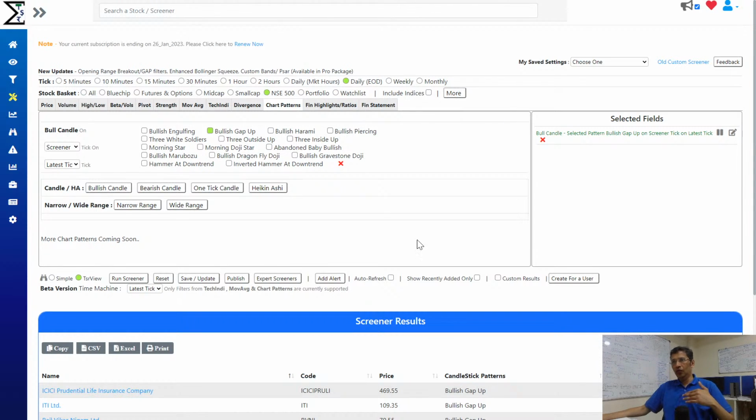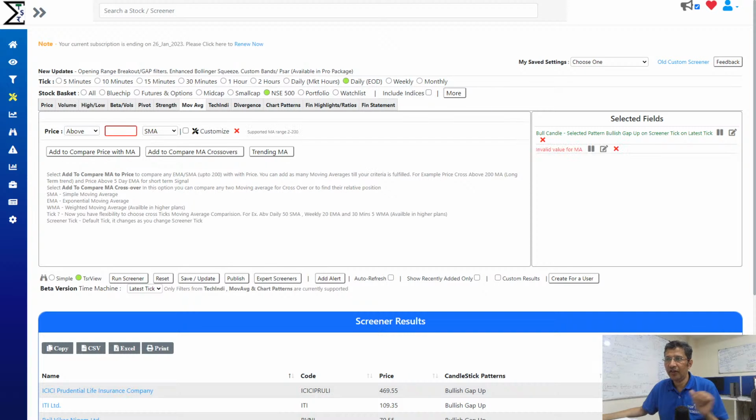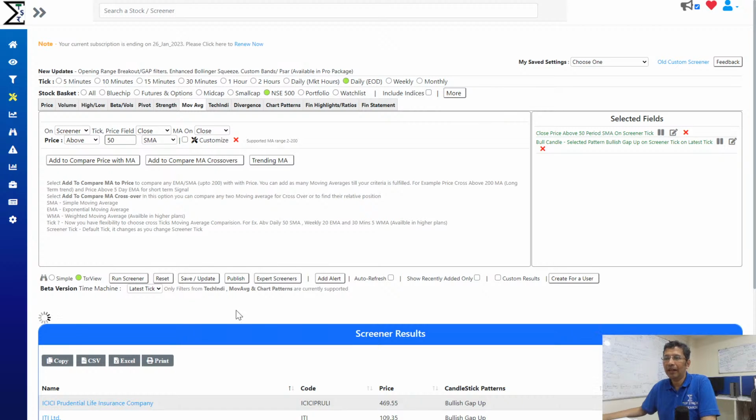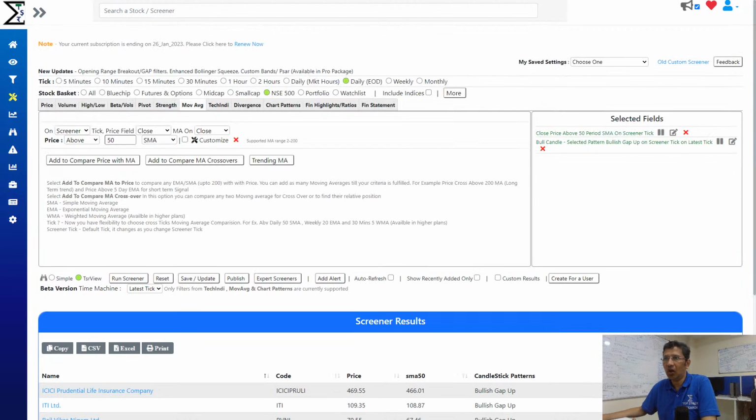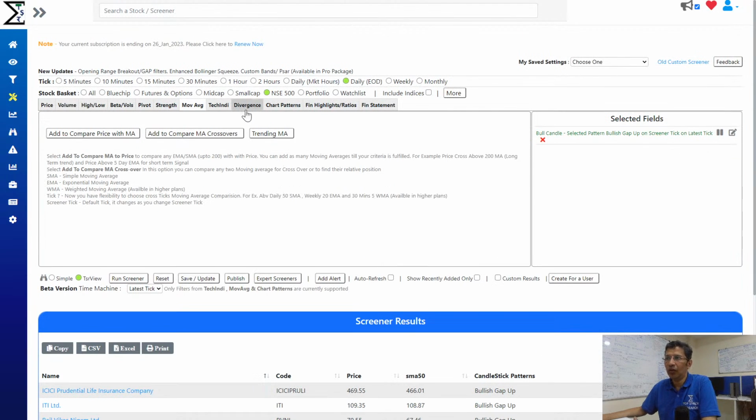Number 2 is if you want to add another filter on top of it. It could be any other filter. It can be, let's say, price above a certain moving average also. So maybe it's above the 50-day moving average. So you can add multiple different filters along with the gap up. So this is the second way of doing it.